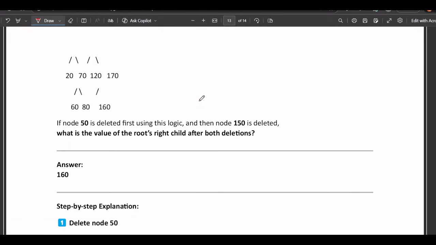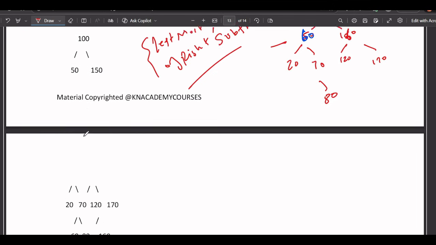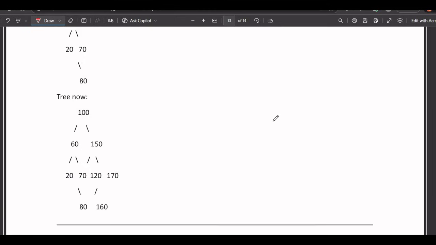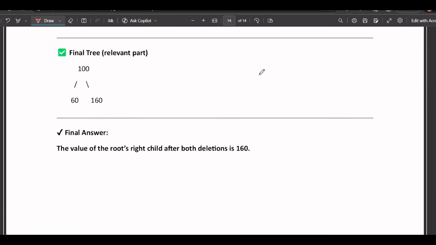What they are asking is, what is the value of the root's right child after both deletions? So the value of the root's right child will be 160. This is the root and the right child is this one. So 160, final answer. I think this is simple only. Let's check the solution. What is the final answer? Okay, the final answer is 160.